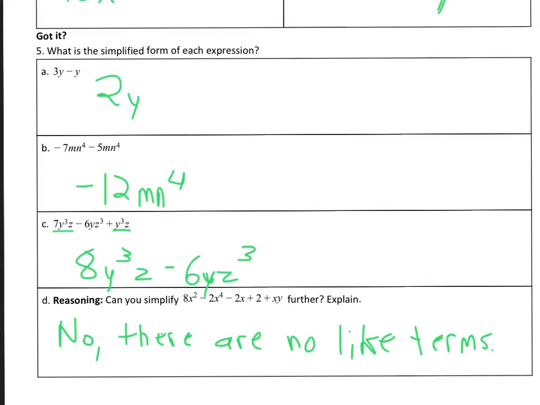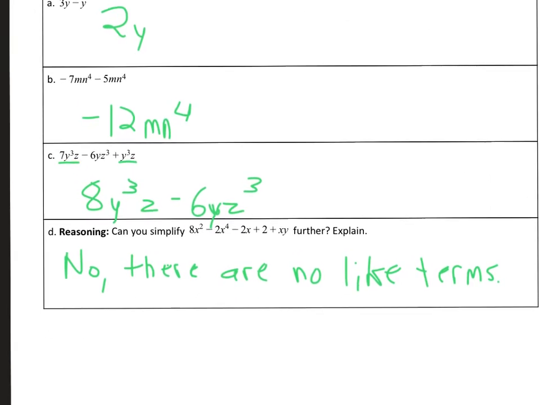All right, so to explain these, looking at the first problem here, 3y minus 2y, those are like terms. Y and y are like terms. So when we look at this, this is like 3y minus 1y. So 3 minus 1 is 2, so this becomes 2y.